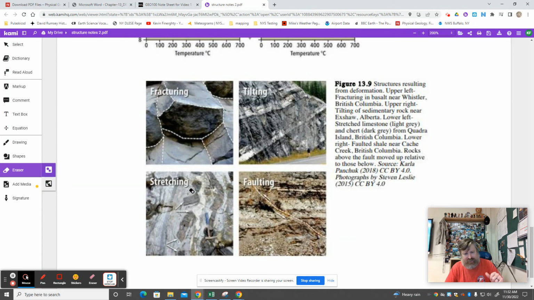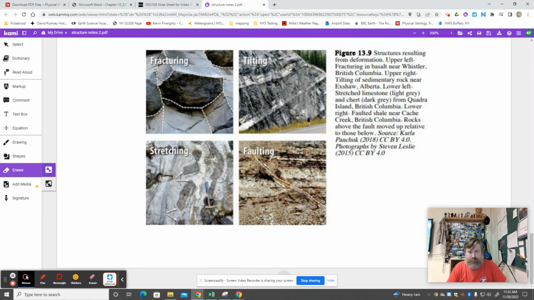Stretching, and I mentioned this in the last video. I said the book has a cool photo where, when it's under tension, the rock takes up more space. So you can see that this layer that might have been intact has now been spread out because that rock has been elongated. And the types of faults, which we'll mention with both of these, I suppose.